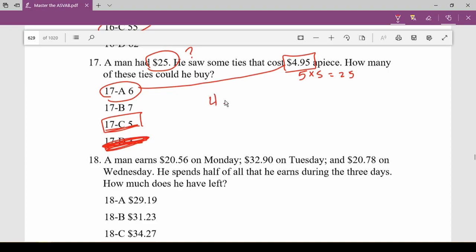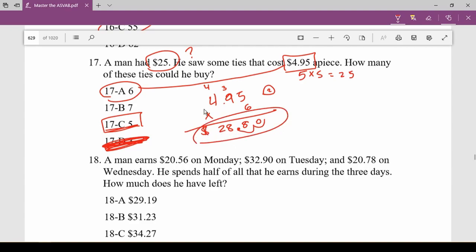So let's do $4.95 times 6. Again, at this point, I'm going to stop moving the decimal place. I'm just going to pretend it's not there, and I'm going to say we moved it two places, and we'll add those back in at the end. 5 times 6, of course, is 30. Carry the 3. 9 times 6 is 54, plus 3 is 57... Carry the 4. 6 times 4 is 24, plus 4 is 28. Add in our two decimal places. So we can see that 6 ties cost $28. He only has 25, so we know he can only buy 5 ties.